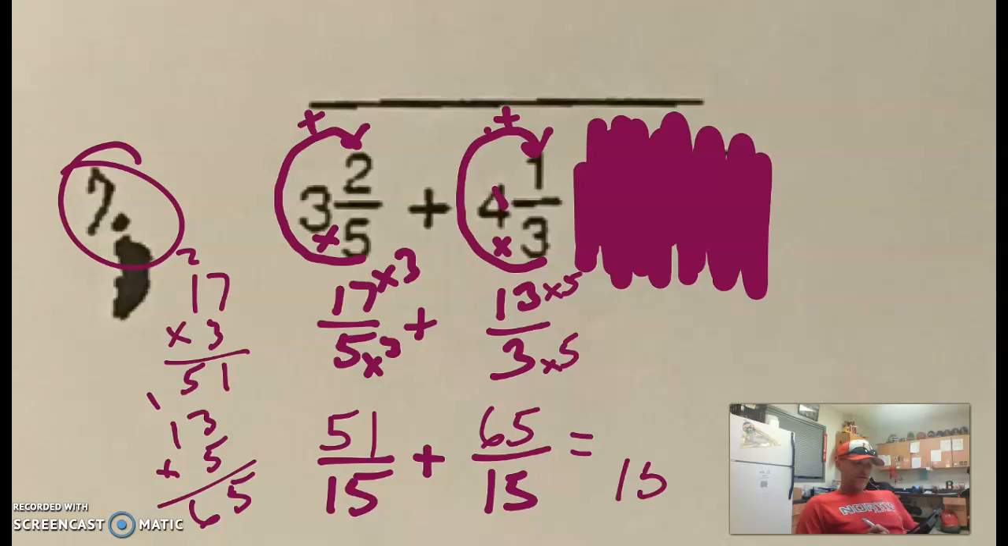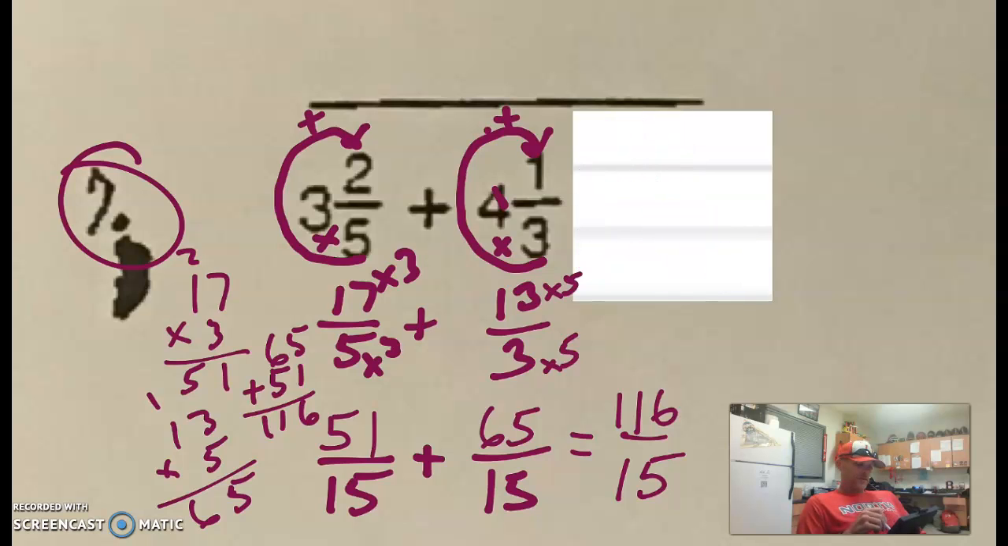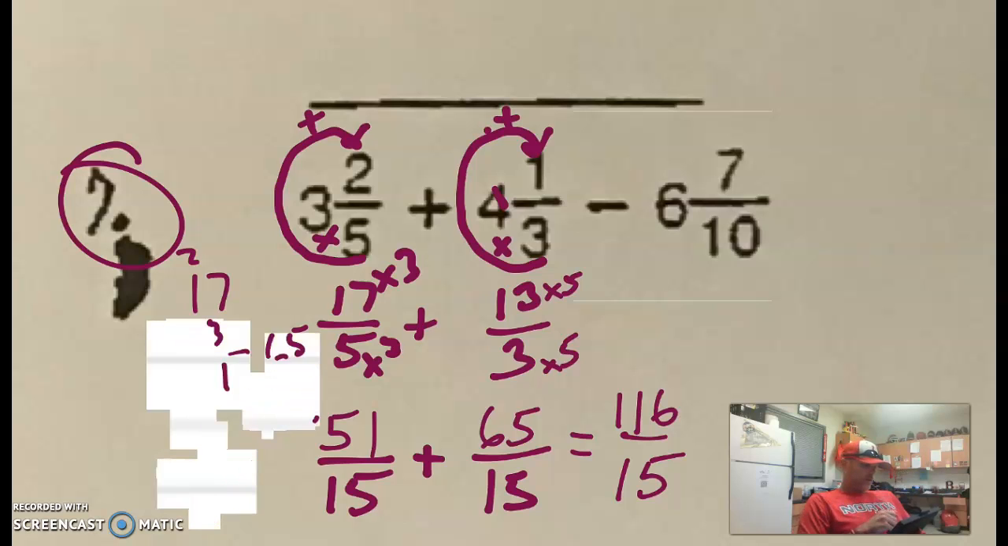Alright, so now we can just add these up. Our denominator is 15. And 65 plus 51: 5 and 1 is 6, 6 and 5 is 11. So that is 116 over 15. Now, don't forget, that's just one little part of the problem. So let's now look at that third part. I'm going to erase all this stuff over on the side where I was showing my work, so I have some more space.